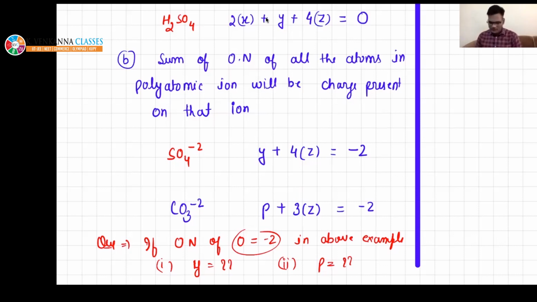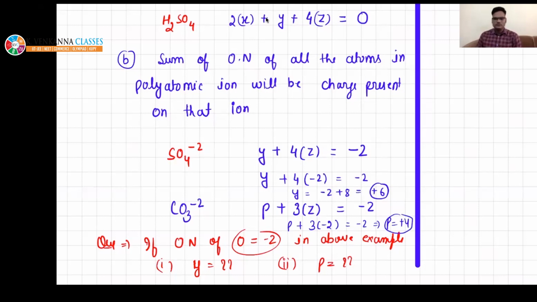Guys, it's very simple now. You want to calculate Y. So put in the value: Y plus 4 times minus 2 is equal to -2. If you solve it, Y will come as -2 plus 8, that is +6. So the answer: sulfur will have +6. And in carbonate also, if you keep P plus 3 times minus 2 equal to -2, then if you solve it, P will become +4. Is that okay?